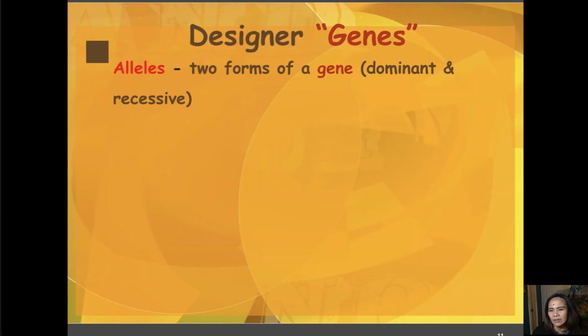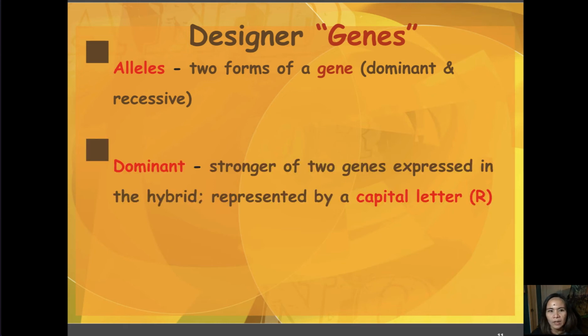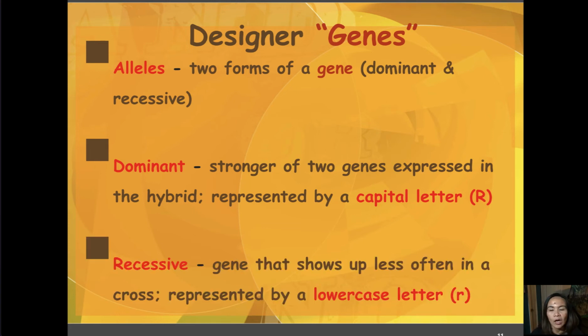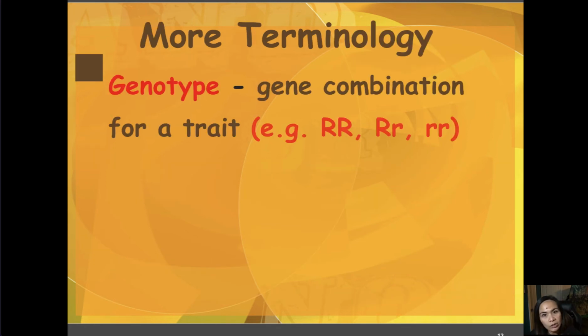Now, what are alleles? I mentioned that earlier, but alleles are the two forms of a gene. They can be dominant or recessive alleles. A dominant allele is the stronger of two genes expressed in the hybrid, represented by a capital letter, in this example, R. A recessive allele is a gene that shows up less often in a cross, represented by a lowercase letter. Now, when you say genotype, this is the gene combination for a trait.